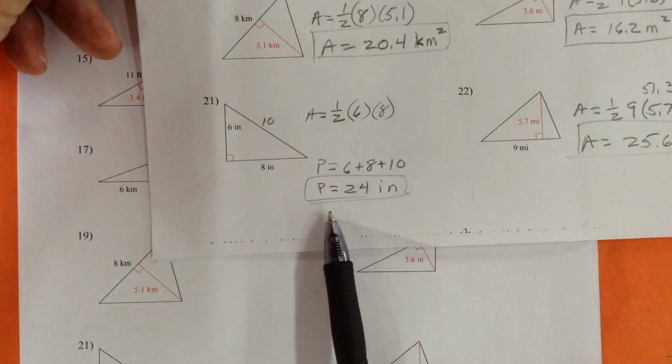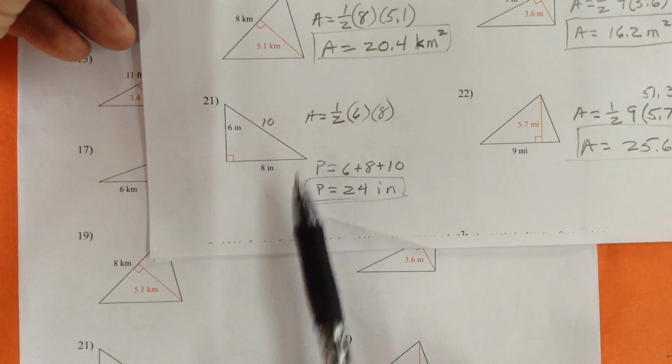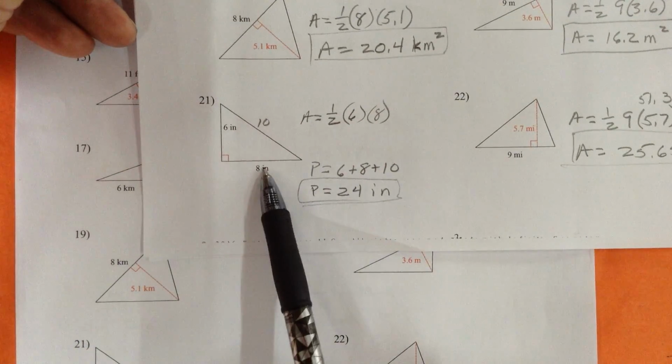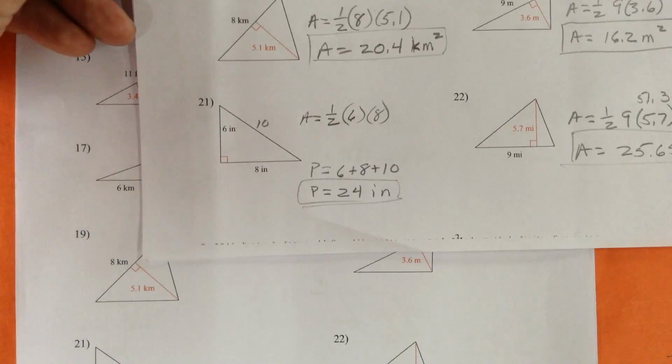And with 21, you can see I figured out this side here is 10. So to find the perimeter, I just went 6 plus 8 plus 10, which comes out to 24 inches. Okay.